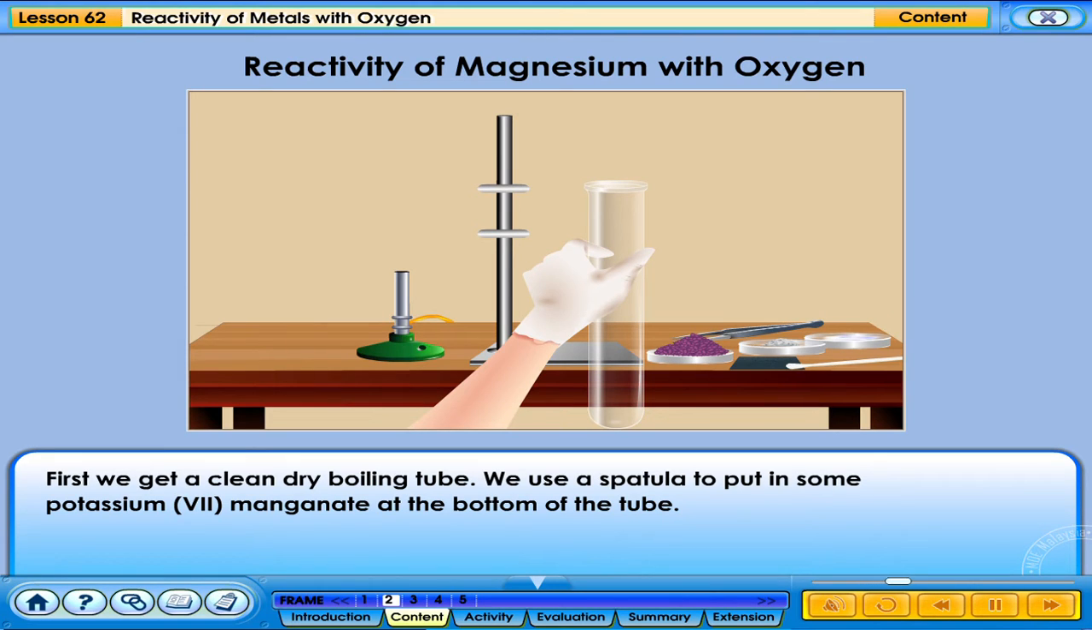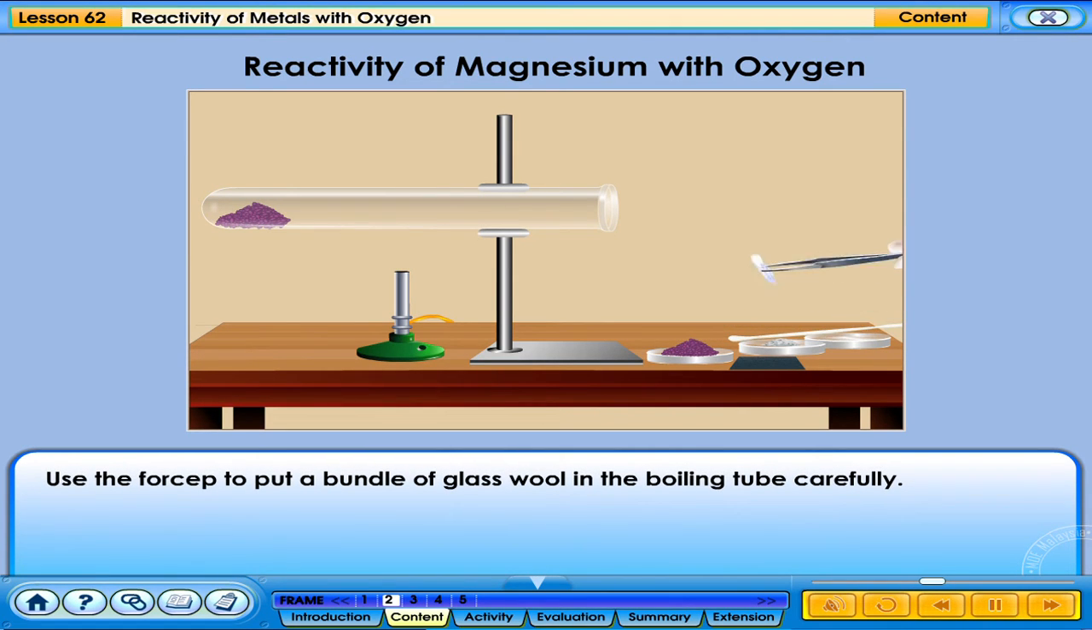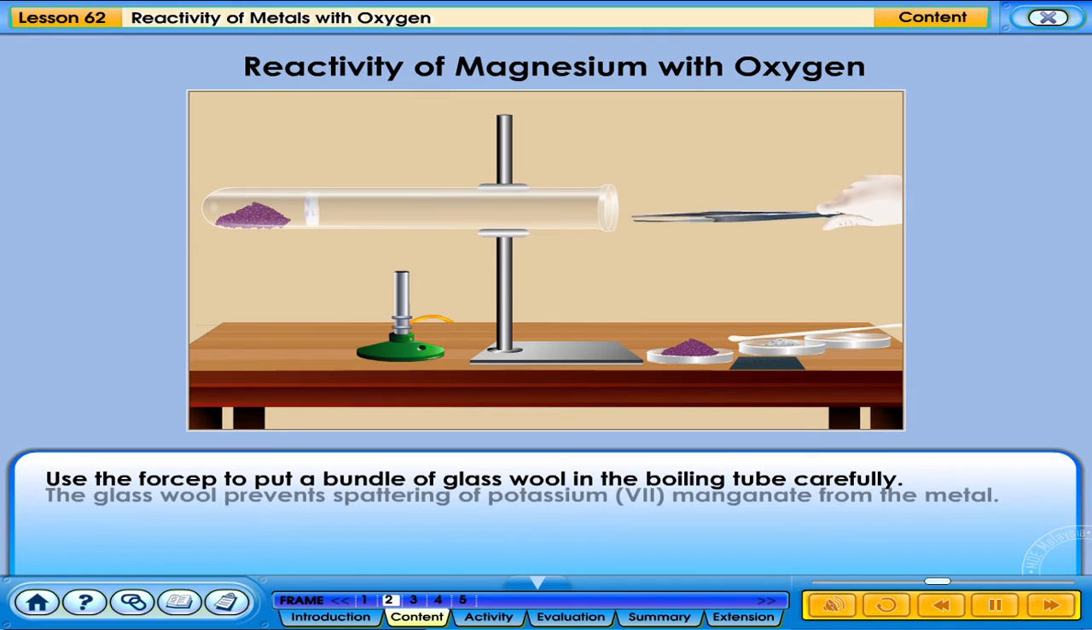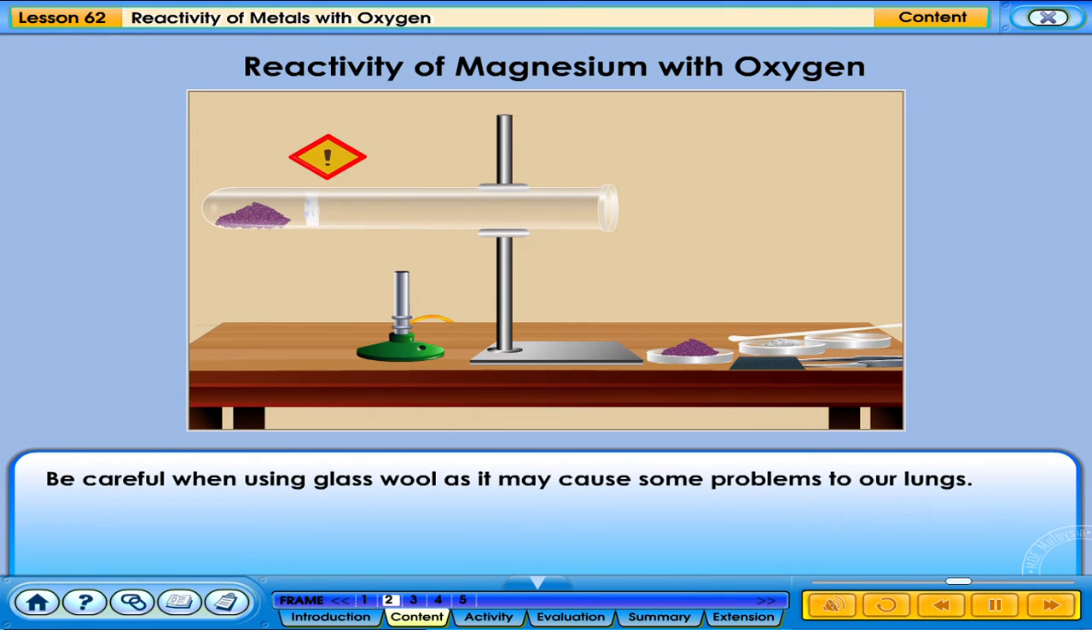We use a spatula to put in some potassium permanganate at the bottom of the tube. Fix the mouth of the boiling tube horizontally to the retort stand. Use the forceps to put a bundle of glass wool in the boiling tube carefully. The glass wool prevents spattering of potassium permanganate onto the metal. Be careful when using glass wool, as it may cause some problems to our lungs.